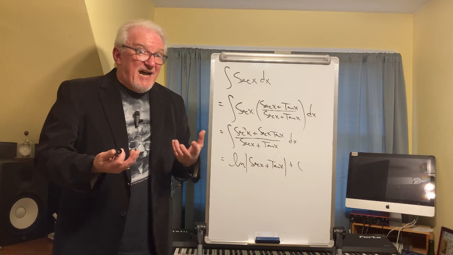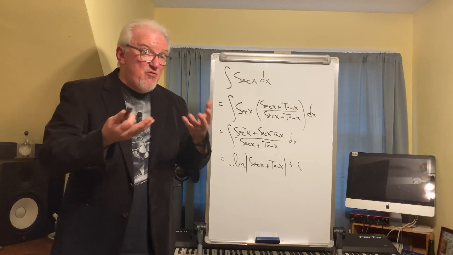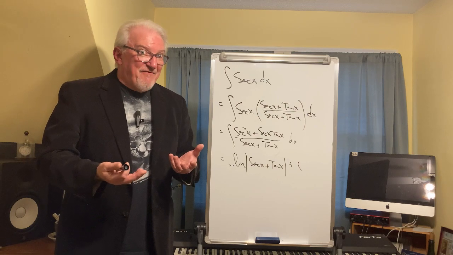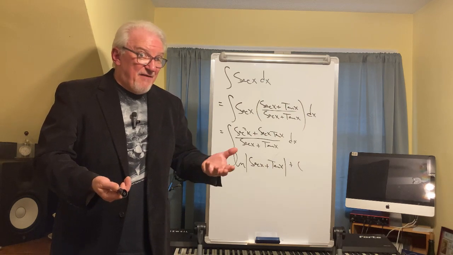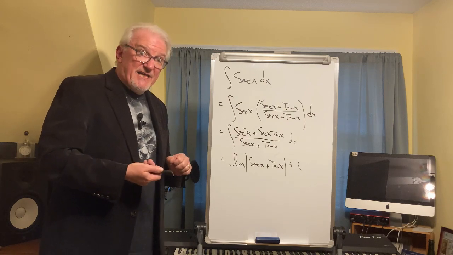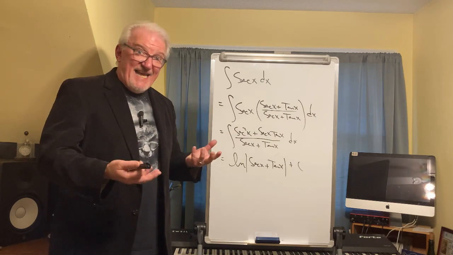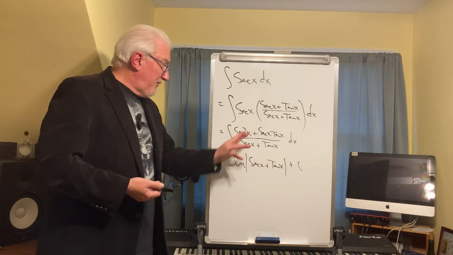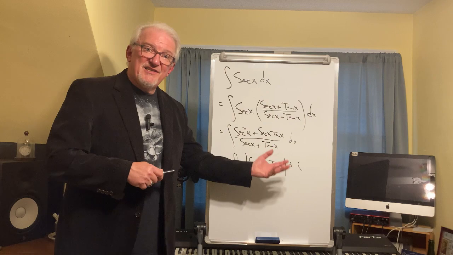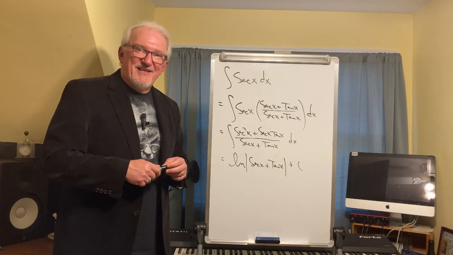Well, any time that we have an integral of the form du over u, the answer is always equal to the natural log of the absolute value of u, the natural log of the absolute value of the denominator. And so we wind up with a final answer of the natural log of the absolute value of secant of x plus tangent of x, and of course, plus our constant of integration.